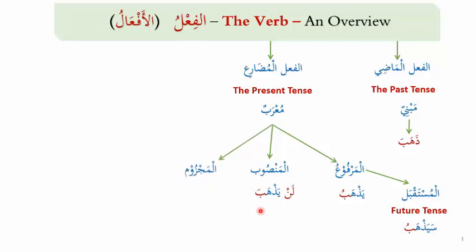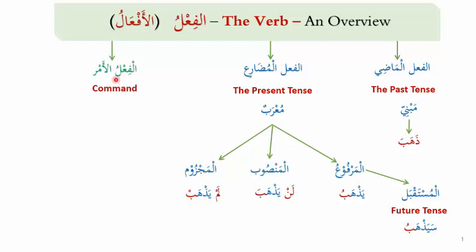The third category is majzoom. The fi'l, al-fi'l al-mudari is mu'rab, and the third category is majzoom. That is, the last letter takes a sukun. We say something is majzoom, it takes a sukun. Lam yadhhab. Lam, when it comes in front of the present tense, it makes it majzoom. Okay? It takes the sukun on the last letter. Lam adhhab. Lam tadhhab. There are other formations also, but we are not discussing them right now. Inshallah, as I said, it is not always marfu' bi dhamma and mansub bi fatha and majzoom bi sukun. There are other alamat, there are other signs also.